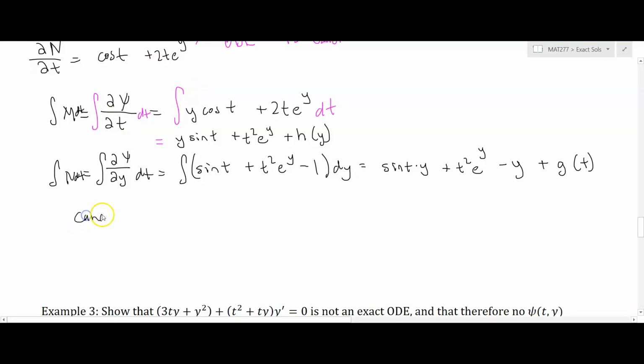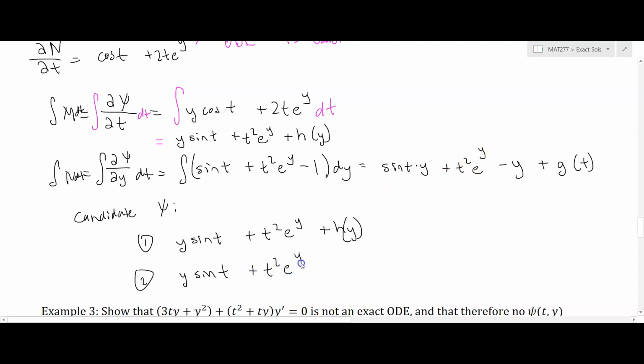So we know that the candidate psi are y sine of t plus t squared e to the y plus h of y. And then the second candidate, that's our first candidate, the second candidate, notice that that also has a y sine of t in it, and they have to be the same psi, they're the same function. So notice that that t squared e to the y is there as well. There's a minus y, and then there's a plus g of t. So already here I can see that h of y will match up with negative y, but there's no standalone function of t in equation 1, therefore I can say that this is 0.